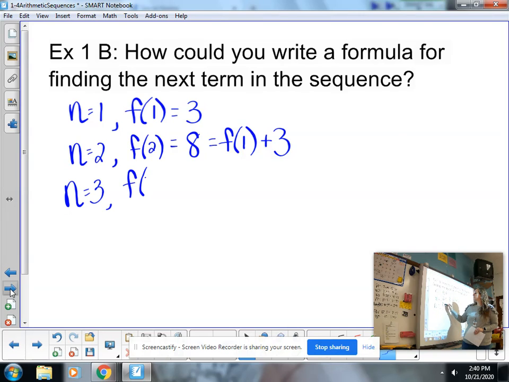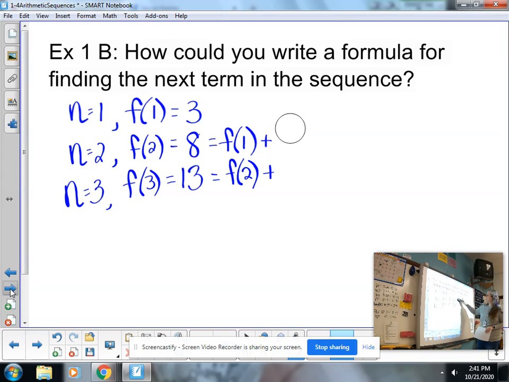The third term, f of 3, was 13, making sure that I'm not using incorrect numbers here. That was the same thing as taking the second term, and see, I wrote a 3 up here. This should be 5. As I said in one of my other videos, this should probably make you feel like you're in class in live time, because sometimes my hand is writing faster than my brain is thinking. So we have f of 2 plus 5. You're taking the second term, which was the 8, and you're adding 5 to it, and that's how you get the third term.